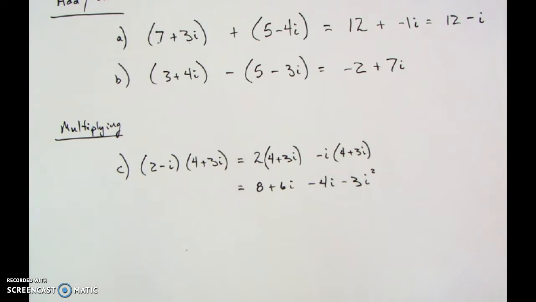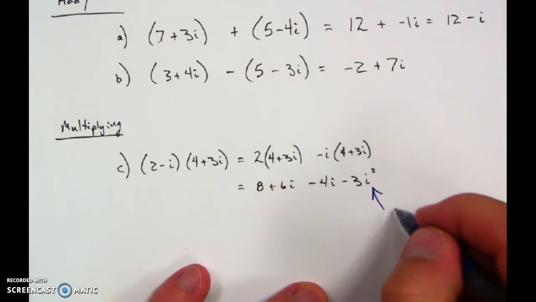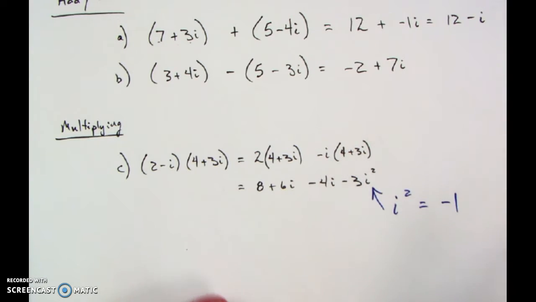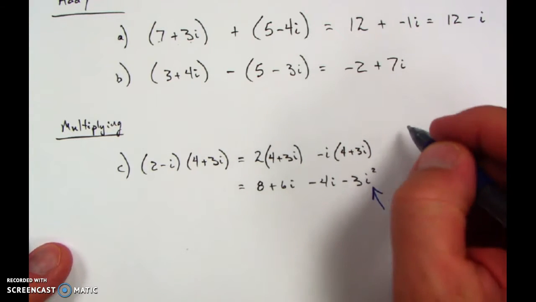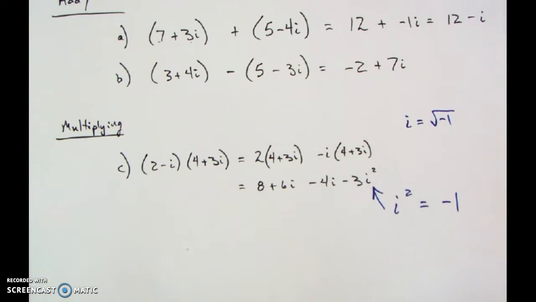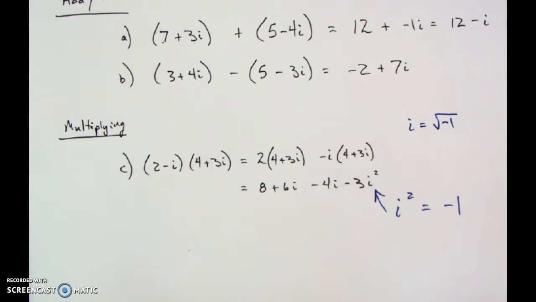Now, one thing to note is that i squared is equal to negative 1. Because remember, where the imaginary piece really comes from, what we're saying is that i is equal to the square root of negative 1. So if I have i squared, then that is equal to negative 1. So anytime we have an i squared, we plug in the negative 1.